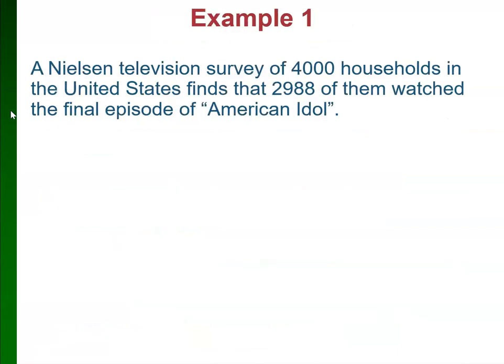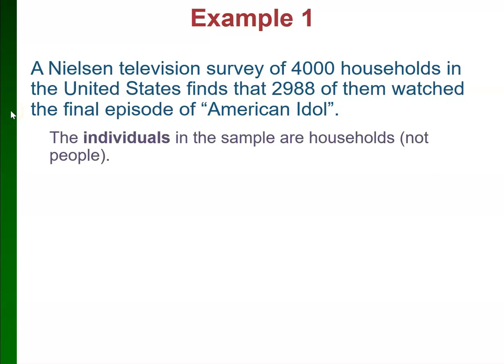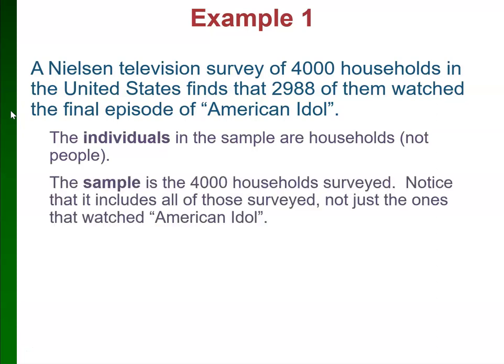Here's an example. A Nielsen television survey of 4,000 households in the United States finds that 2,988 of them watched the final episode of American Idol. The individuals in this sample are households because the households were what were surveyed, not the actual people in the households. The sample is the 4,000 households that were surveyed. This includes all of those that were surveyed, not just the ones that watched American Idol.